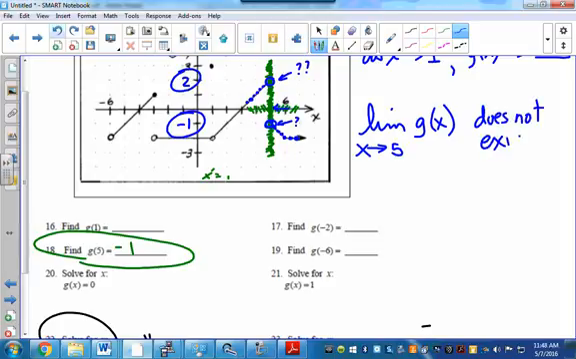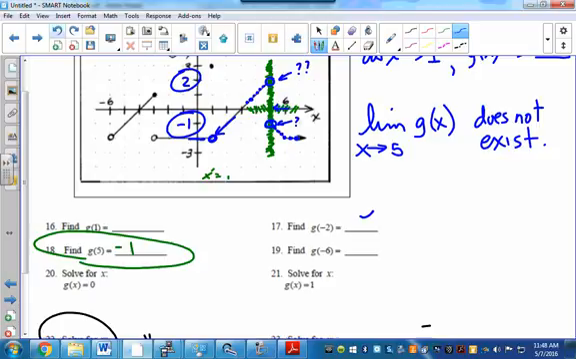In order for a limit to exist, the function has to be getting close to a single value, to a single number, like what happened here. Remember when we were approaching 1, the function was getting close to -2, and that was fine. That was the answer.